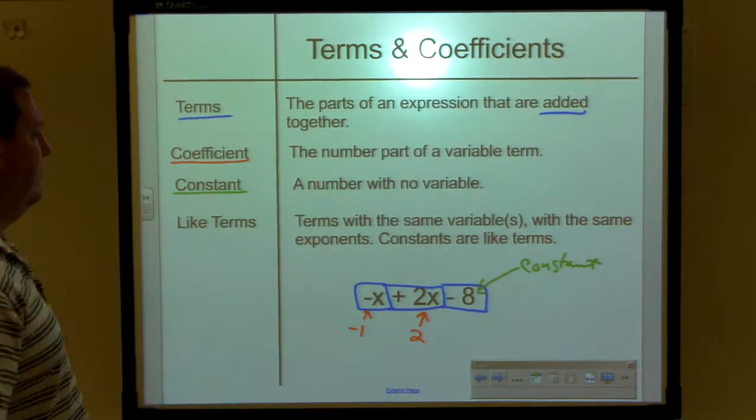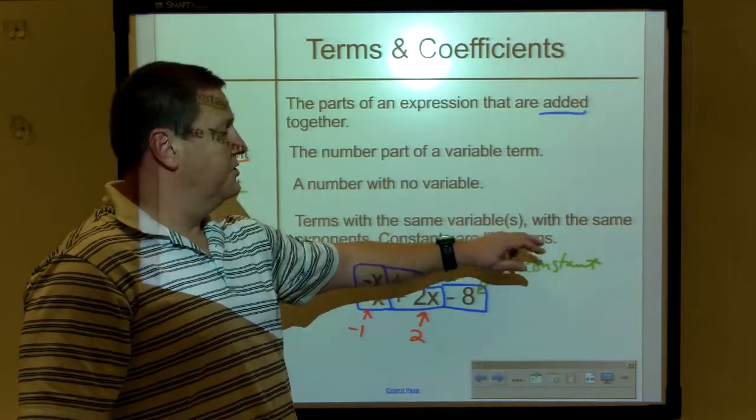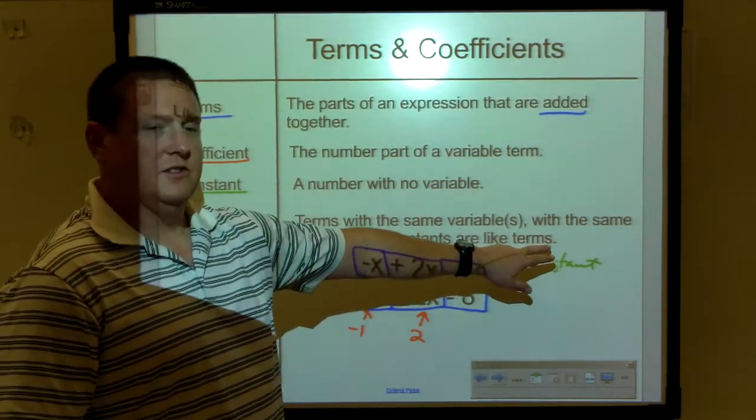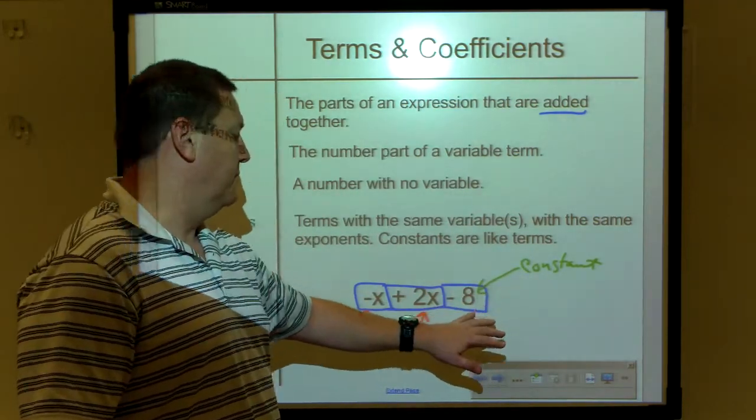And the last thing here would be like terms. These are terms that have the same variable or variables with the same exponents. Constants are considered like terms all the time. So this is the only constant, so there are no other like terms with it.